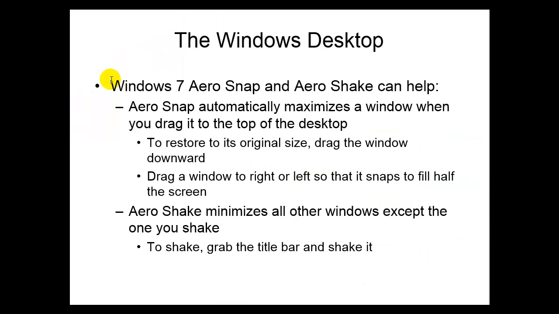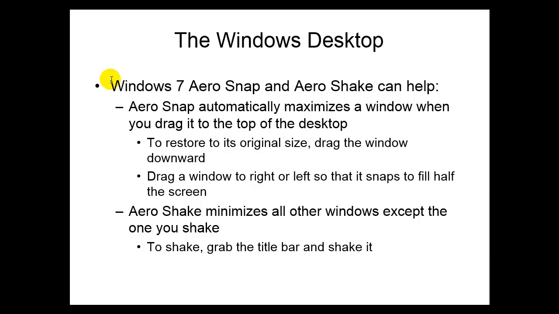Talk briefly now about another Windows desktop feature, the Windows 7 Aero Snap and Aero Shake. The Aero Snap will just automatically maximize a window when you drag it to the top of the desktop. Now if you go ahead and grab the top of your window, pull it upward, it will snap. If you grab the top of one of your open windows and drag it to the left or right, that will snap it into place as well. And that will just fill up half the screen.